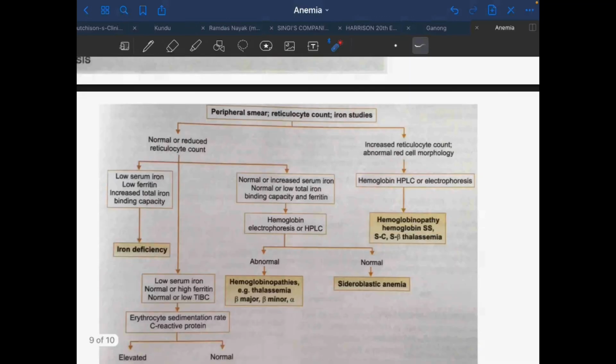Now we will come to the case of increased reticulocytes in the body. We know that it is generally seen in cases of hemolysis or RBC lysis, and also in hemorrhage, sepsis and so on. So we will go for hemoglobin HPLC, that is high performance liquid chromatography, or hemoglobin electrophoresis. That will show you what type of hemoglobinopathy is present, or whether it is due to sepsis or hemolysis.